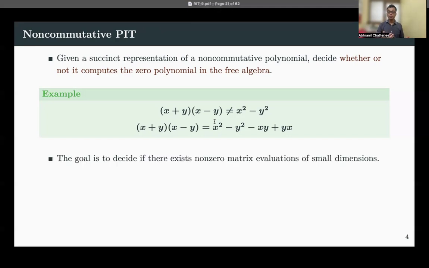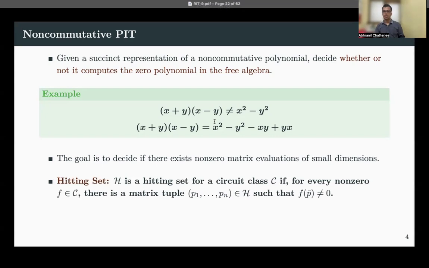As we have said, for the black box case, our goal is to come up with some witness of non-zeroness. But here, any field substitution will not serve as a witness because it doesn't respect non-commutativity. So we come up with matrix evaluations which respect this non-commutativity. And also we want these matrices to be of small dimension to do the evaluation efficiently. So here, the notion of a hitting set is a list of matrix evaluations such that for every non-zero polynomial in the circuit class C, there will be a non-zero matrix tuple in our hitting set H.